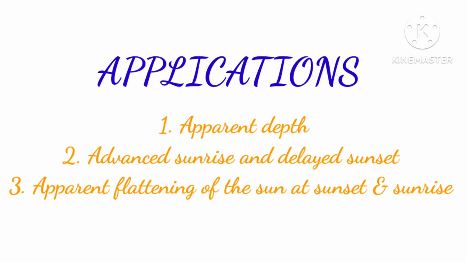The second application is advanced sunrise and delayed sunset. About 2 minutes before the actual sunrise, we can see the sun, that is the advanced sunrise, and after the actual sunset, we can see the sun for about 2 minutes more, that is called the delayed sunset. The oval shape of the sun at sunset and sunrise is also due to the refraction of light. So these are all the applications of refraction of light.